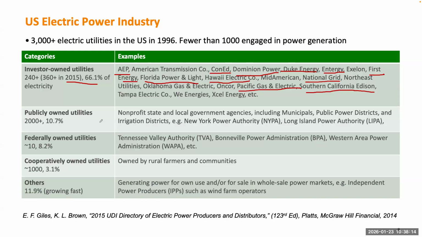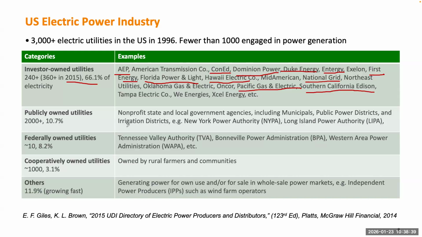The second type is publicly owned utilities, right? So they have a long history starting from some authority managed by the government, but now they still have some aspect from the governmental operation, but they are individual power companies. So their purpose is not to make money for investors. They just try to serve the local area.